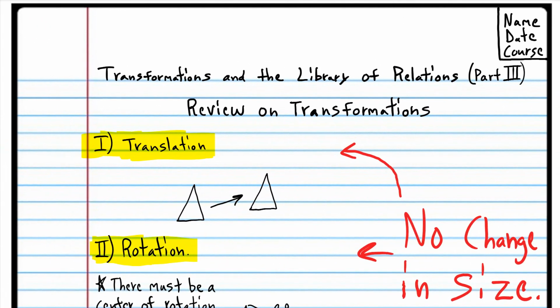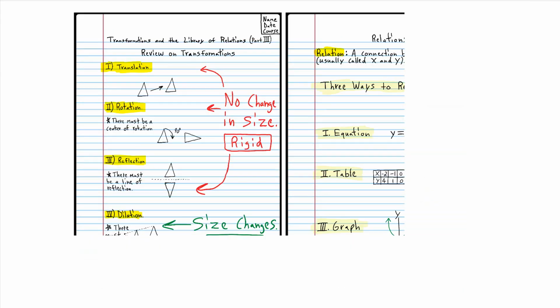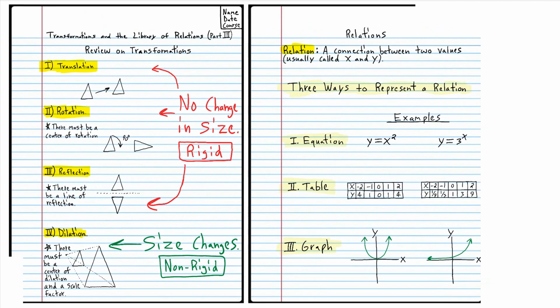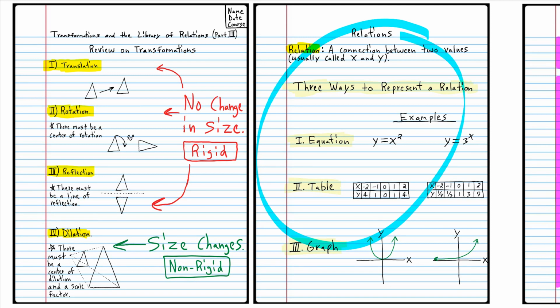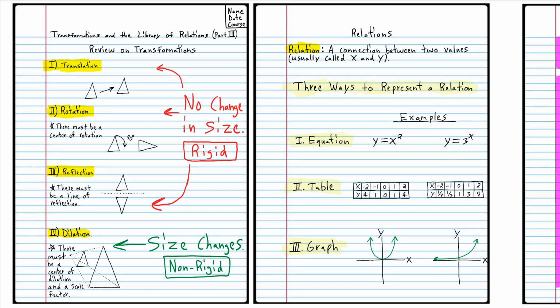In the previous classes, we learned the library of relations, and we reviewed transformations at the left, and we introduced the idea of a relation at the right. You can review that information here if you'd like.